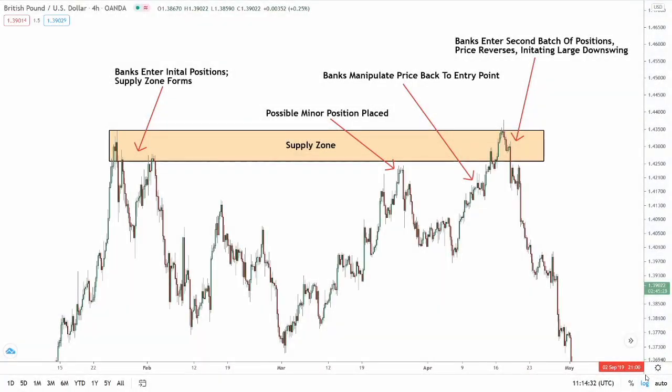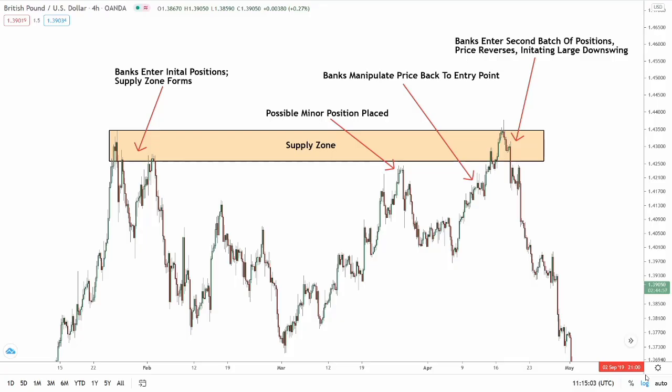Price returns to supply and demand zones because the banks haven't been able to execute their entire position. Not enough opposing traders were buying or selling at the same time, so they couldn't buy or sell the full amount they wanted. The banks have still got trades left to place, profits to take off, or open trades to close out. To get these remaining positions executed, the banks must manipulate the market to bring price back to where they entered their initial positions, which is the supply or demand zone. That'll cause more traders to enter against them and allow the banks to get their remaining positions placed, at which point price will reverse from the zone.